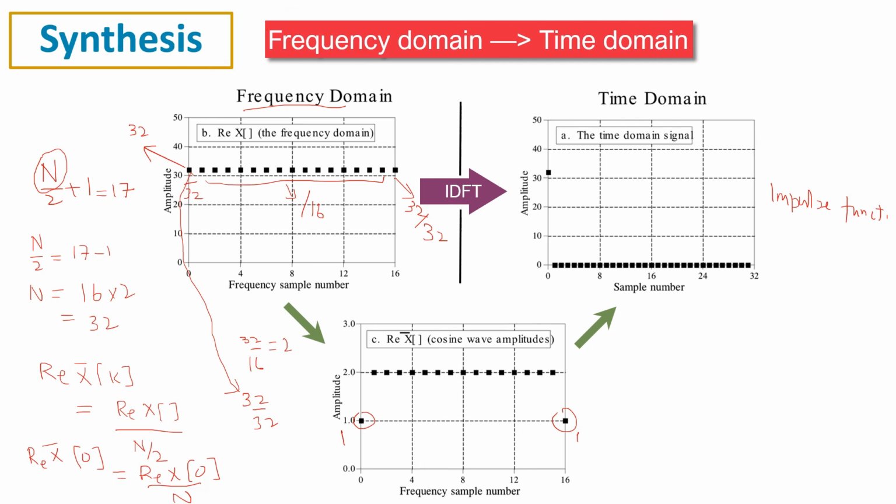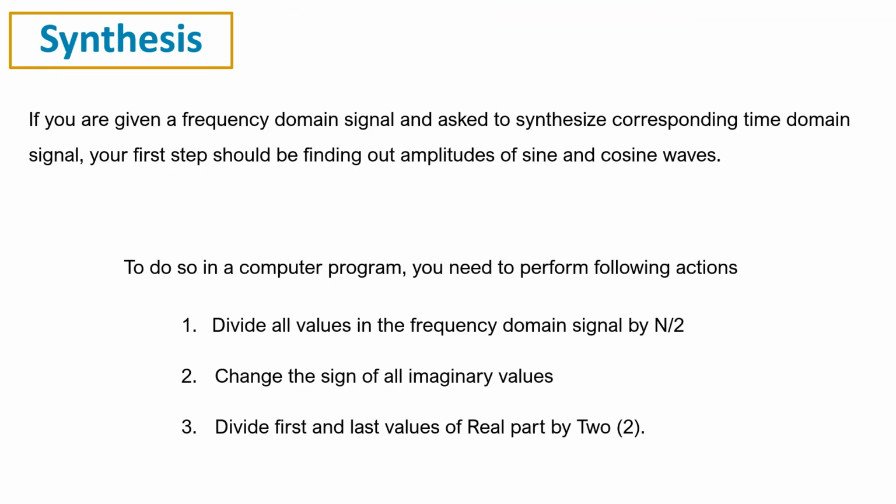If that impulse is at 32, then its frequency domain will be a constant value of 32. If it is at 1, its frequency domain will be a constant value of 1. Now, why do we have to divide the first and last point by n and the others by n over 2? We will see in the next slide why we have to do this.